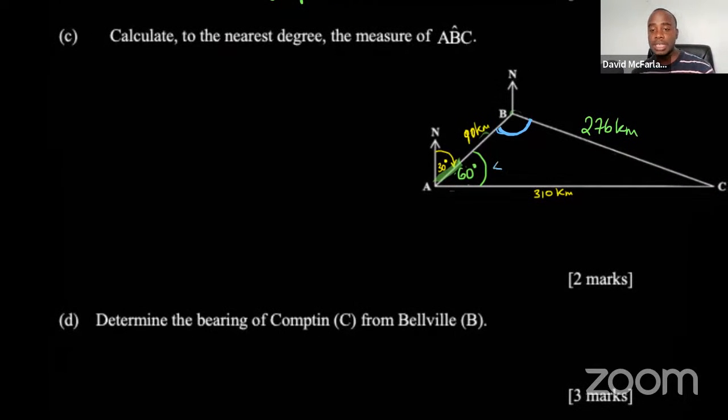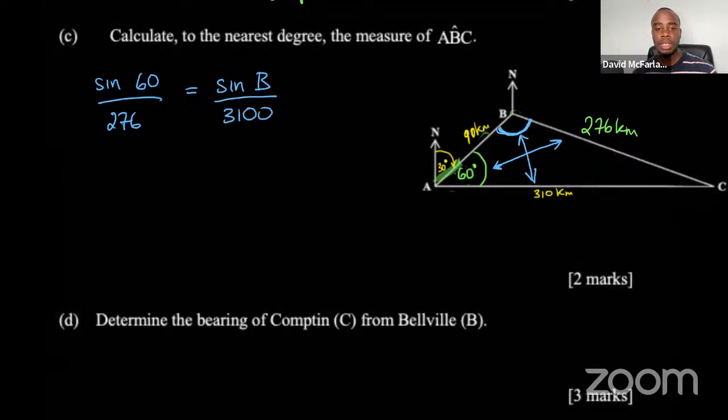Now remember, the sine rule says the sine of an angle to its opposite side is the same all throughout. So because I know this pair, I know that angle and I know that side, the sine of 60 to 276 kilometers is going to be the same as the sine of B to its opposite side. And where is its opposite side? At 310. So I can use this to help me figure out the value of B.